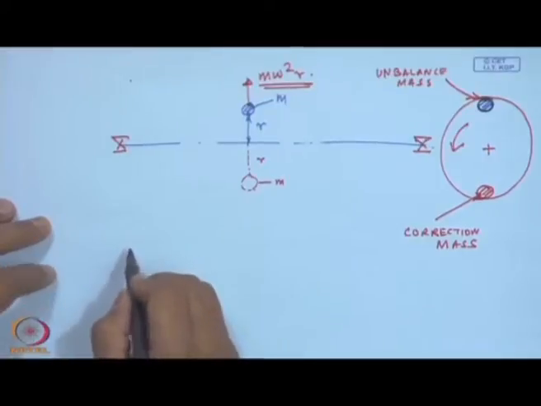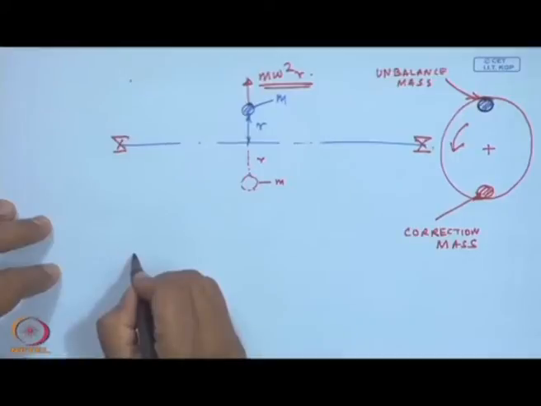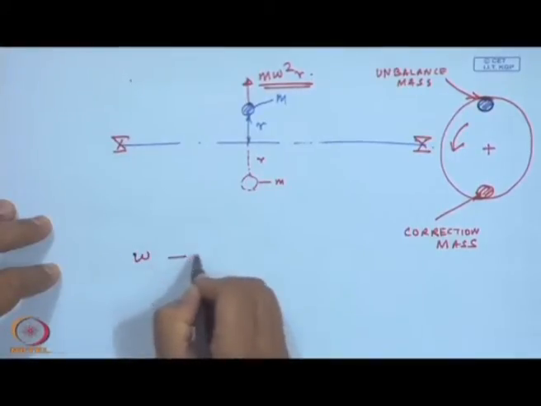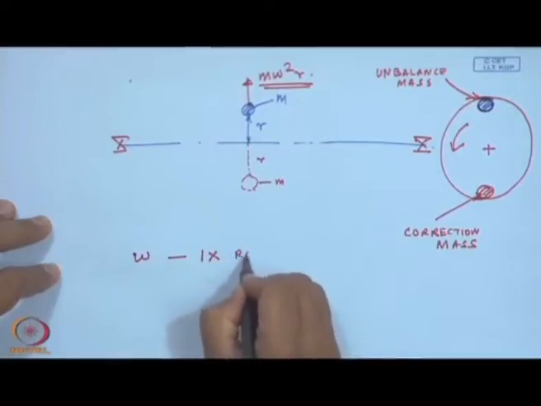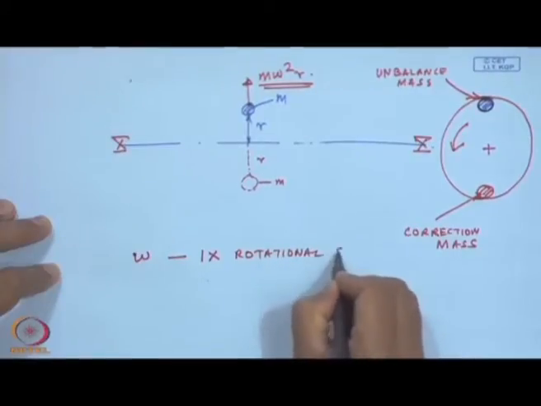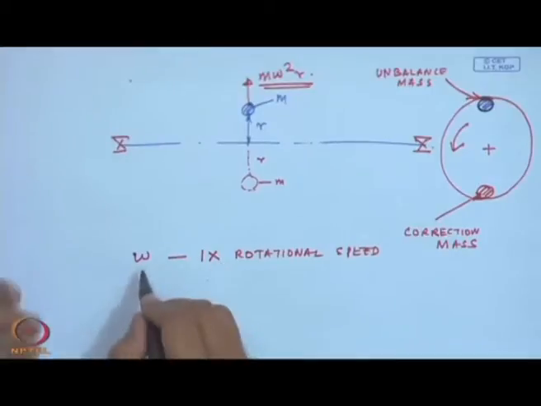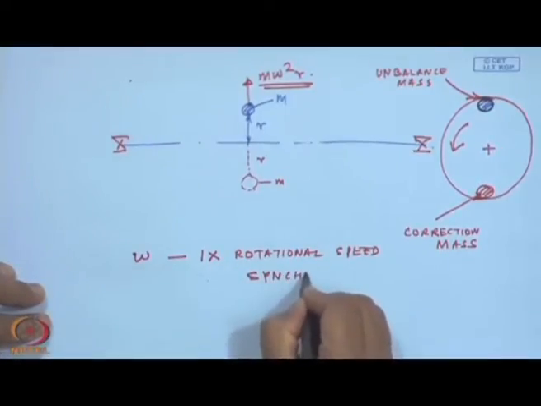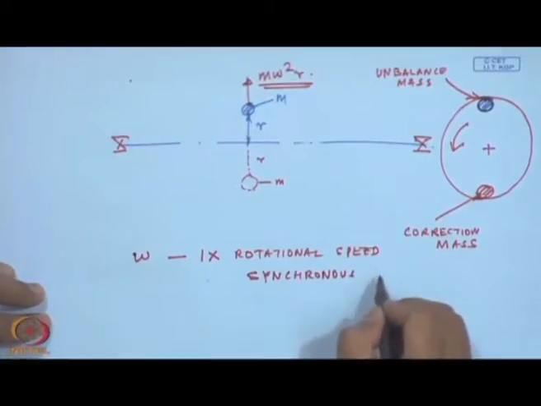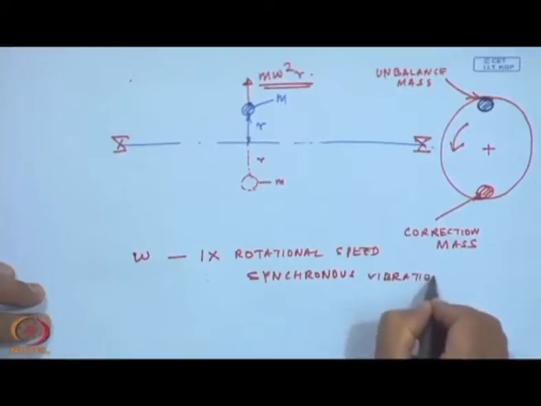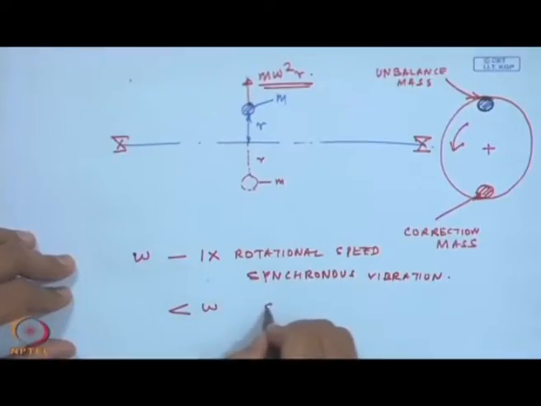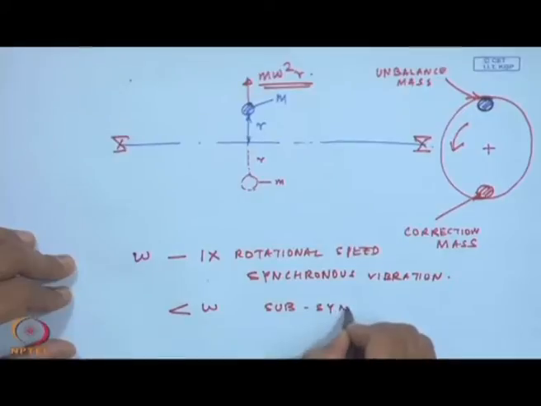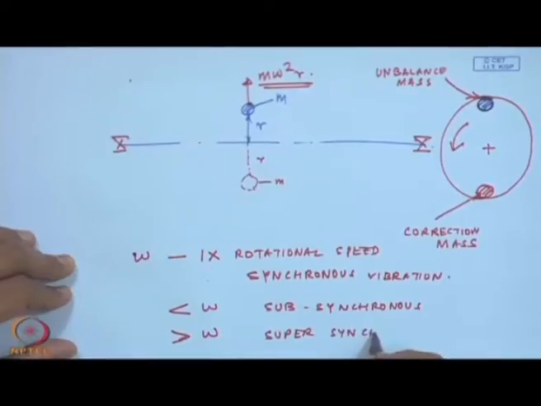Now, I am having these two words, synchronous. When a system is rotating at a particular RPM, we denote it as omega, or 1 times x, which is the rotational speed, and any vibration at this frequency is known as synchronous vibration. Any frequency less than omega is subsynchronous, and any frequency greater than omega is supersynchronous.